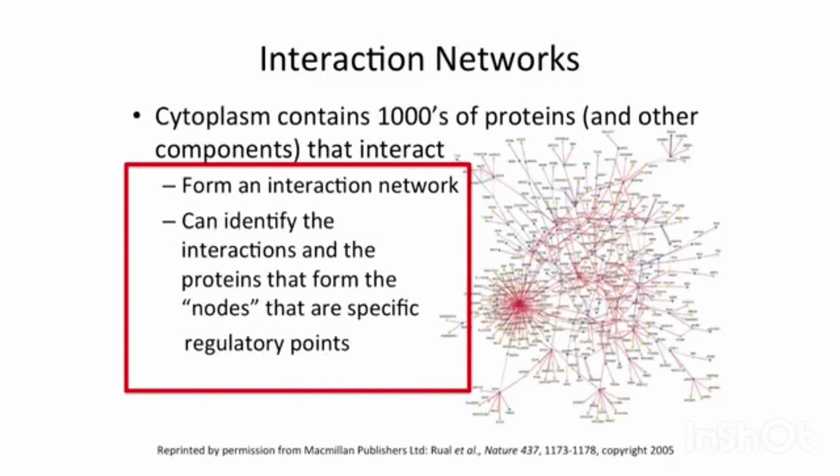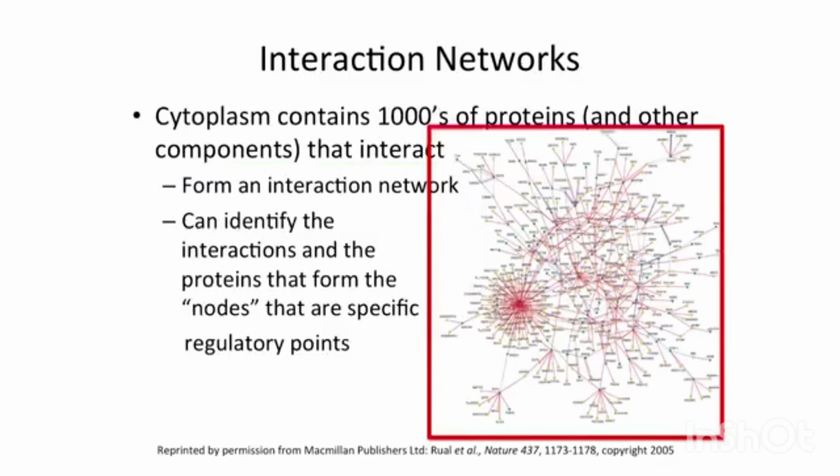And today we are able to identify the interactions and the proteins that form the nodes that actually become specific regulatory points. So if you look at this sort of star shape just below the midpoint on the left, this is a key node in a network. So the state of that protein impacts lots of other proteins.